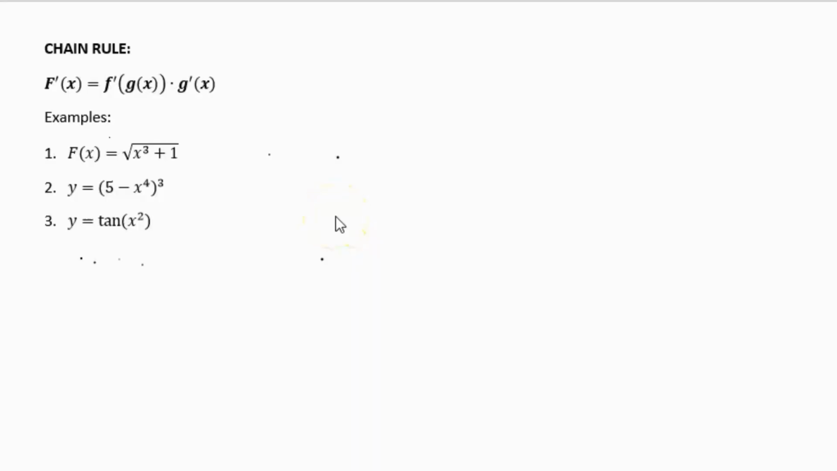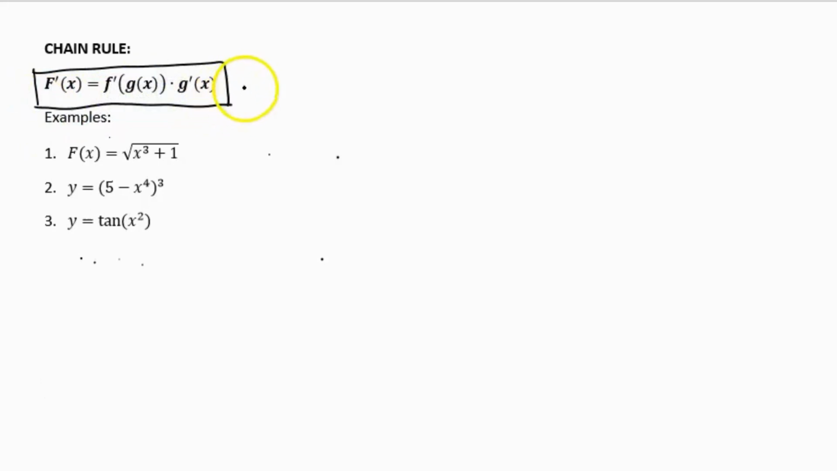In this video, I am going to show you how to solve a differential of a function using the chain rule formula for the derivatives. Our formula for the derivative using the chain rule is this one. We have capital F prime of x is equal to small f prime of g of x multiplied by the derivative g prime of x.